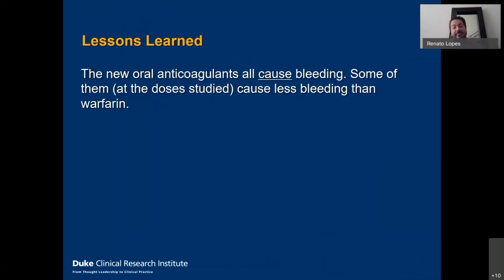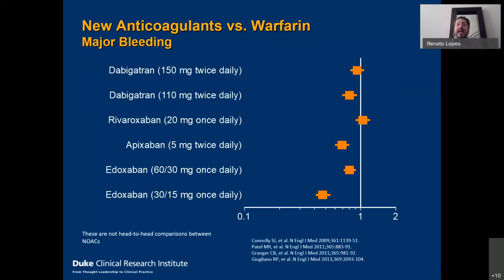And finally, the other bleeding, not just intracranial hemorrhage, but how about the other bleeds? The good news is that for the other bleeds, called major bleeds, the NOACs were at least as good as warfarin. They were at least as safe as warfarin. But some of them were actually better. Some of them were actually safer than warfarin. This was the case of dabigatran, now the lower dose, 110, apixaban, and edoxaban.